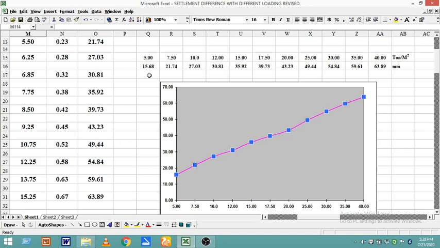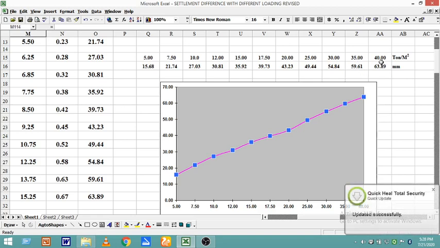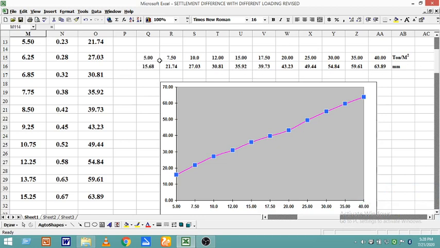For 5 ton it is 15.68, for 10 ton it is 27.03, for 20 ton it is 43.23, and for 40 ton it is 63.89. I will say it is not directly proportional to pressure intensity, but in the case of pre-consolidated soil, it shall be directly proportional to the pressure intensity.